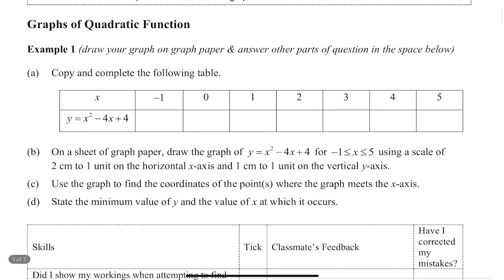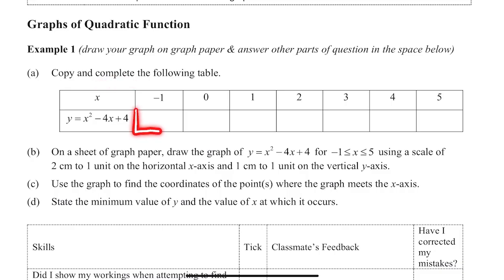Copy and complete the following table. This table gives us the value of x from negative 1, 0, 1, 2, all the way to 5. And then I have a y here, and the y value is defined by x squared minus 4x plus 4. You are supposed to copy and complete the following table. How do you fill in the table?